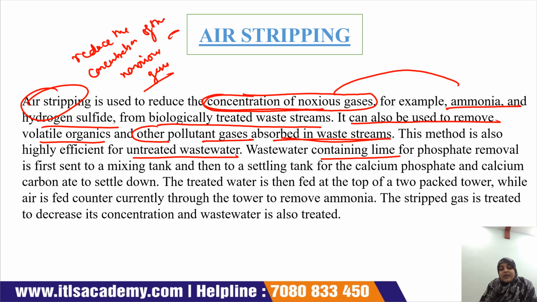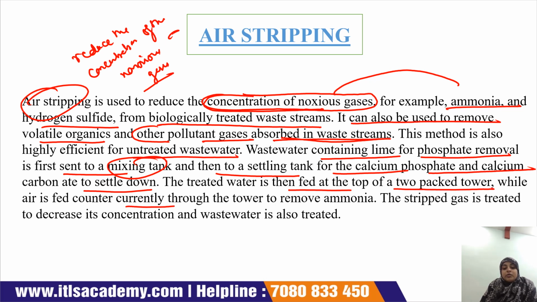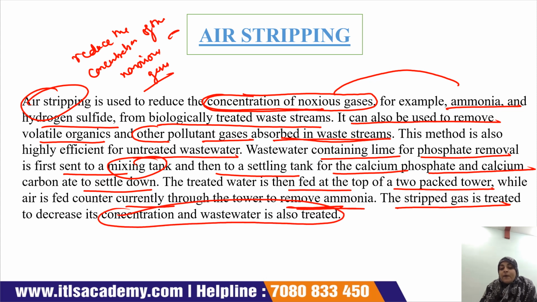Wastewater containing lime for phosphate removal is first sent to a mixing tank and then to a settling tank for the calcium phosphate and calcium carbonate to settle down. The treated waste is then fed at the top of the packed tower. Then air is fed countercurrently through the tower so that it will remove the ammonia. The stripped gas is then treated so that its concentration decreases, and the wastewater is also treated.